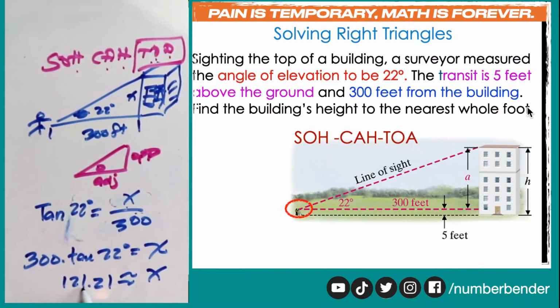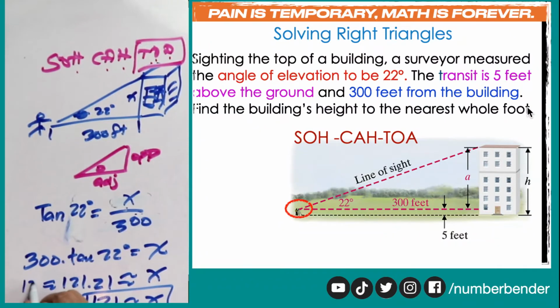So this is going to be 121 feet. You're not seeing it, so let's write it down. 121 is what we're using because we need to round it to the nearest foot.